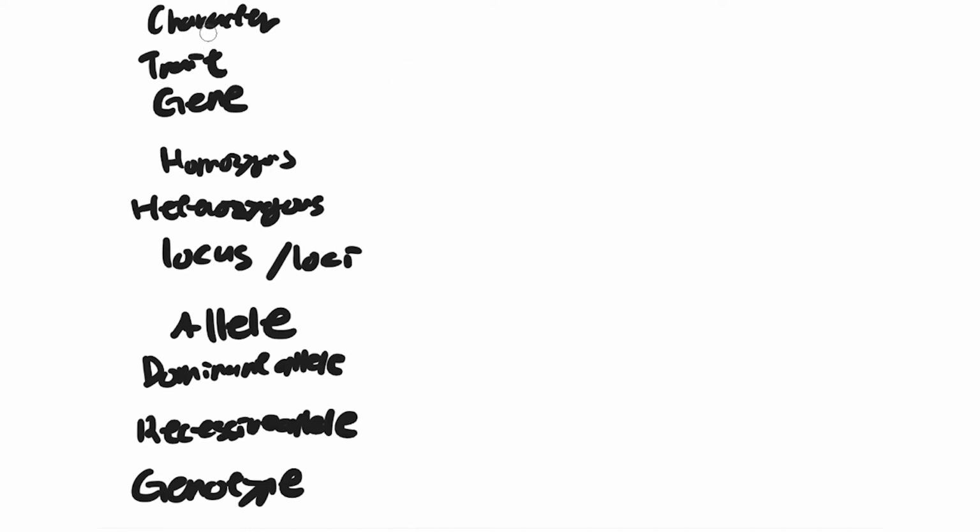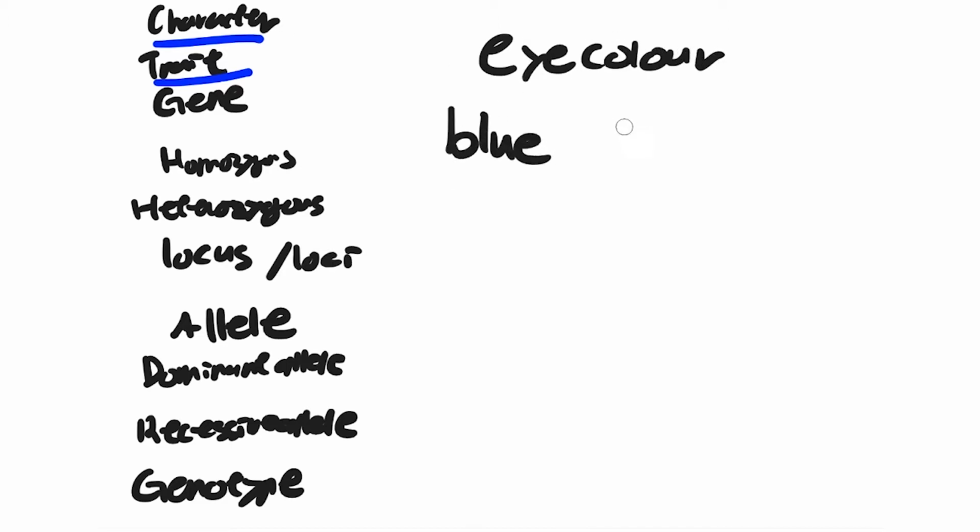So first thing we're going to talk about is character. Actually, I have to talk about character and trait at the same time. You can think of character as a bigger category. For example, the category is eye color, and trait will be blue eye, brown eye, or, I have no idea what other eyes are there, gray eye, for example.